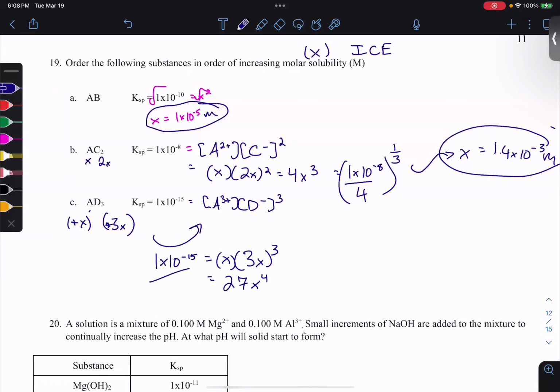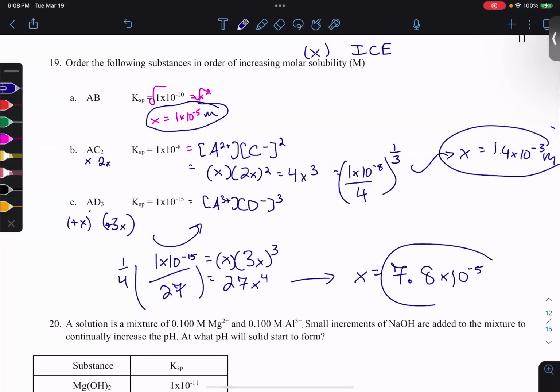So to solve for X, divide both sides by 27, take this to the 1/4 power, and you get that X is equal to 7.5 or 7.8 times 10 to the negative 5. Okay, so in this example, we actually have to solve for X because we're comparing molar solubility. We can't just look at the KSP values. We've got to look at the X values because there are different formulas. Yeah, we're doing all the KSP ones. We're just going in order.